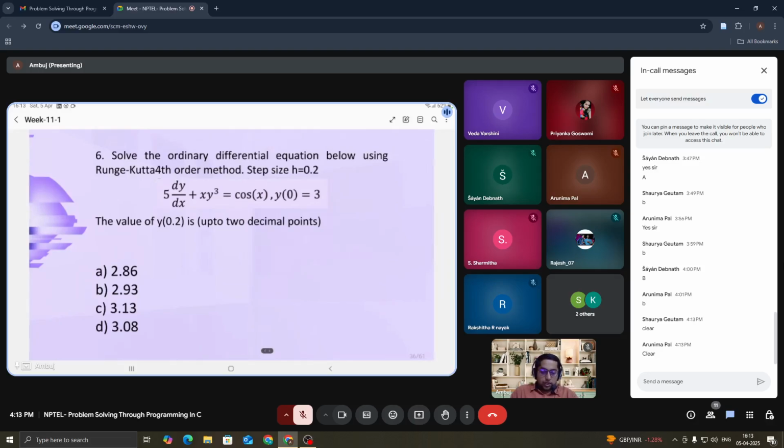Solve this ODE, ordinary differential equation, using the RK4 or Runge-Kutta method, fourth order method. The step size has been provided to you. h is 0.2 and the expression has been given to you: dy/dx plus xy cube equal to cos x, where y0 is 3. Calculate the value of y(0.2) up to 2 decimal places. Try to calculate.